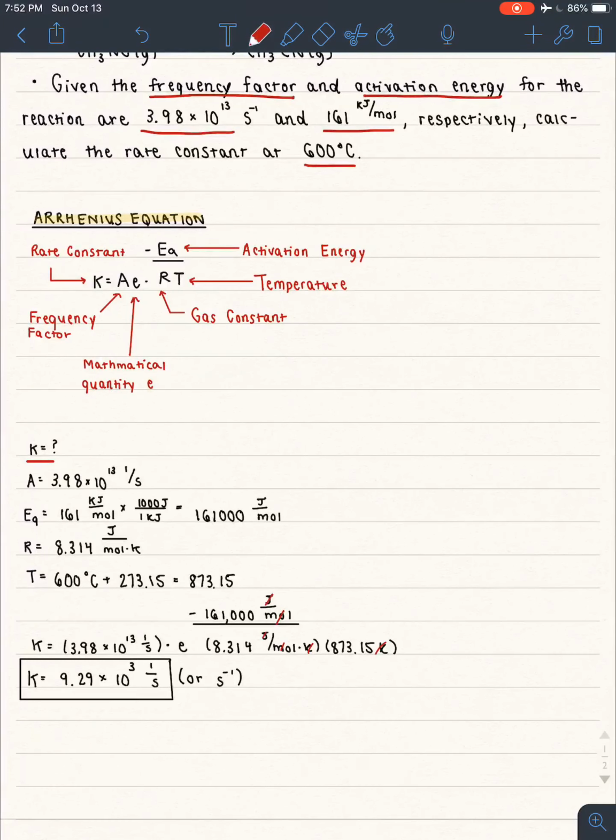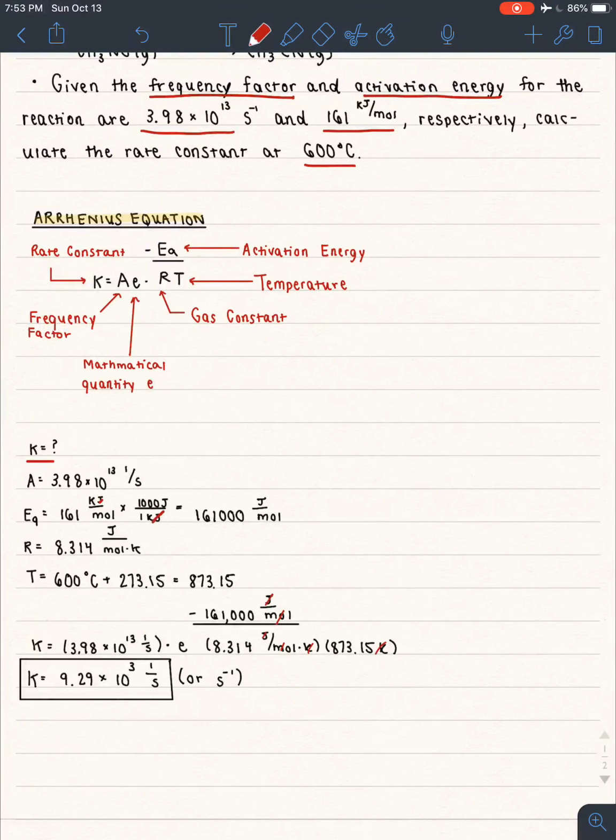We have our gas constant, which, as the name implies, is constant, and it's in units of joules per mole times Kelvin, and we're given kilojoules. But that's a pretty quick fix. We can change units, so 1 kilojoule is equal to 1,000 joules, so we can cross those out, and we're left with 161,000 joules per mole. And there we go, we're in correct units, and we can move on.